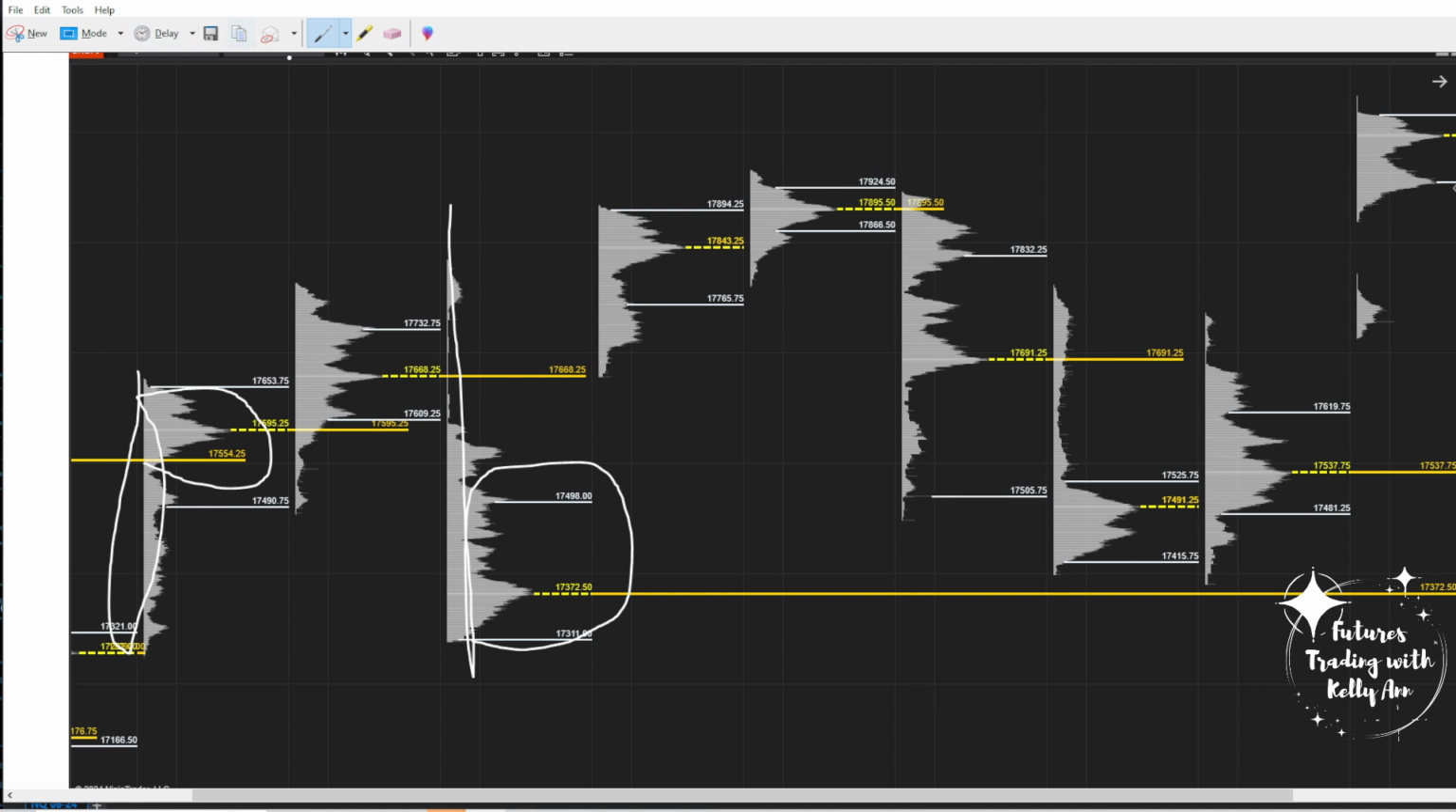All right, now we need a D-shaped profile, which I see here. And a D-shaped profile is basically a trading range.